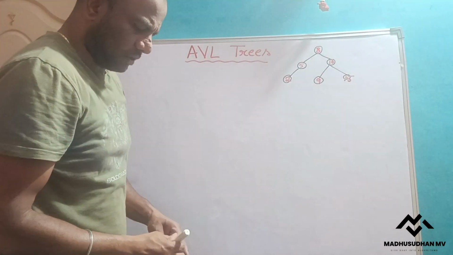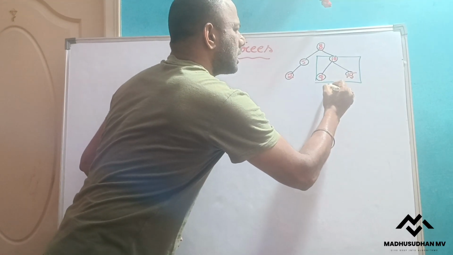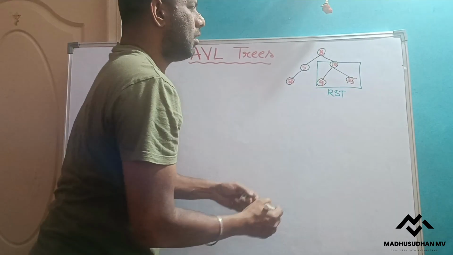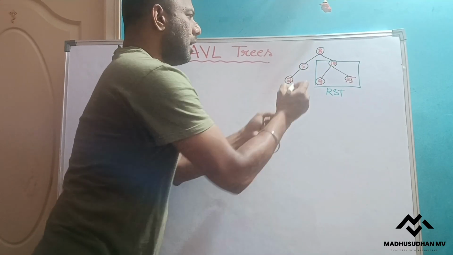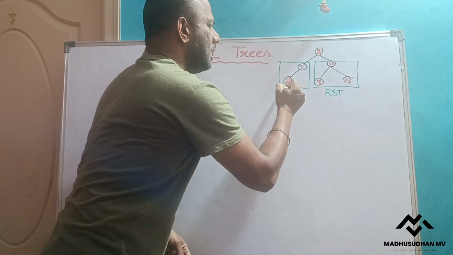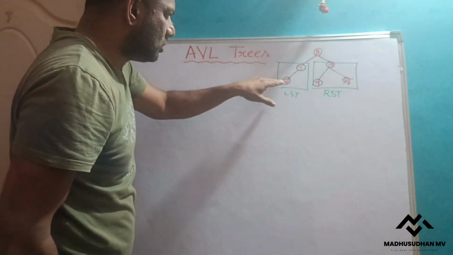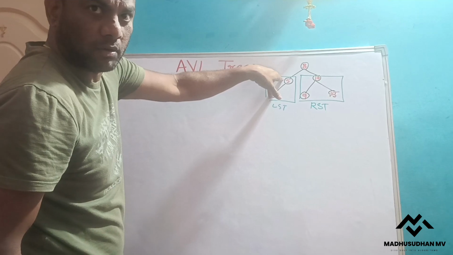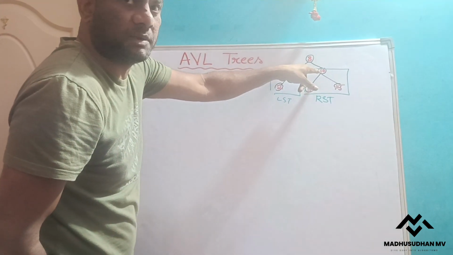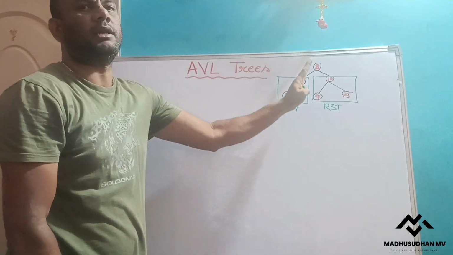Now if you observe, all these elements are in the right subtree. All the elements in the right subtree are greater than the root, and all the elements in the left subtree are lesser than the root. Also, each left child should be lesser than its parent node, and each right child should be greater than its parent node. This is a binary search tree.